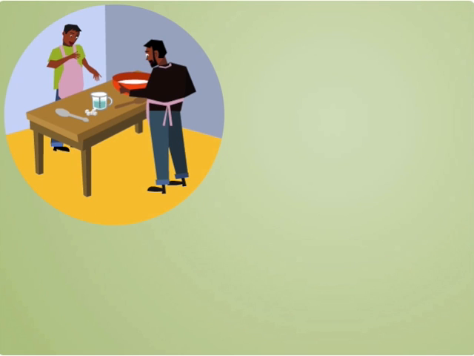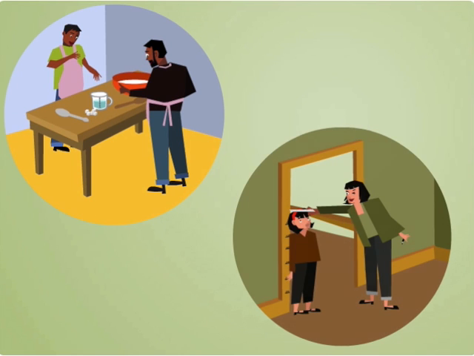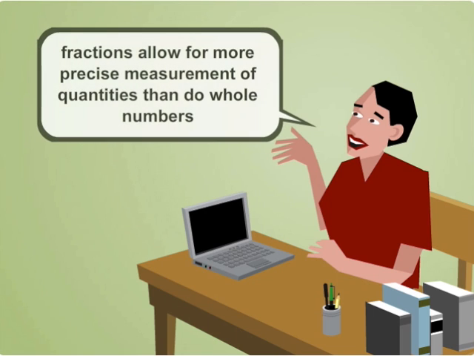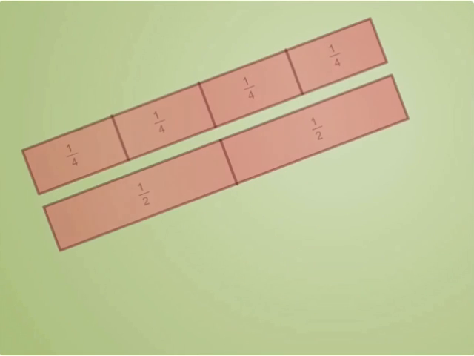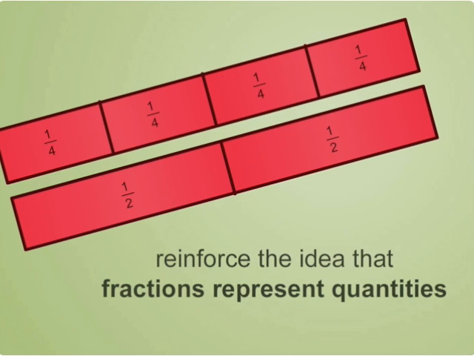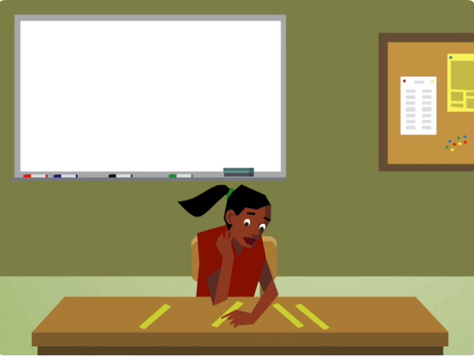Measurement activities are a good place to start because many students already have informal experiences to build on, such as working with recipes or measuring heights. Teachers can point out that fractions allow for more precise measurement of quantities than do whole numbers, and then measure objects using fractional parts. Practice in measuring with tools such as lengths of paper or fraction strips reinforces the idea that fractions represent quantities. Here, a student uses yellow fraction strips as whole units.